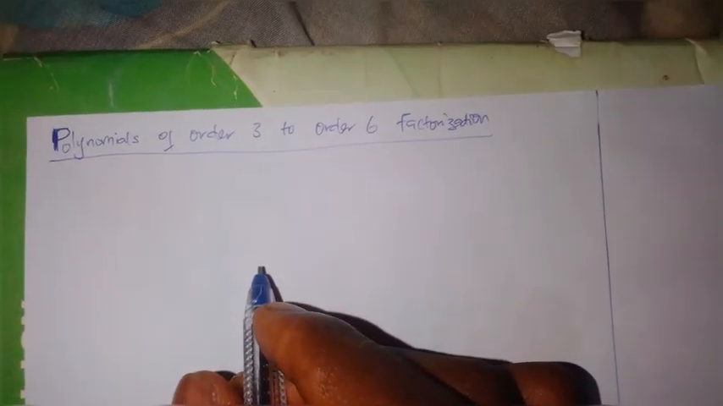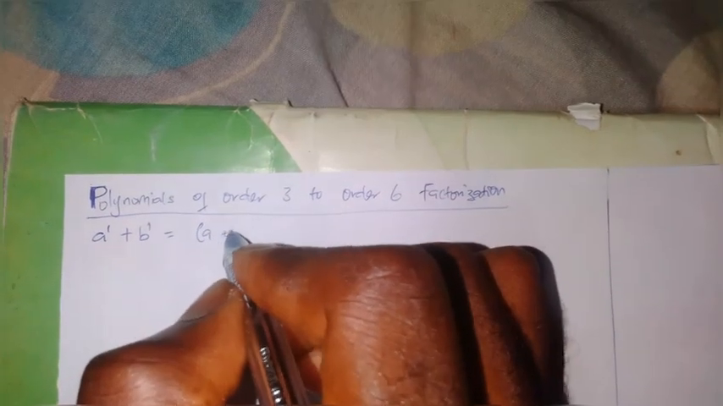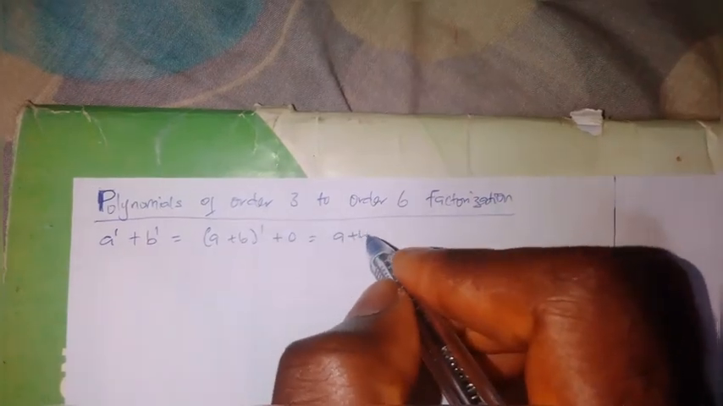How do I factorize polynomials of order 3 to order 6? We have to go back to the beginning, such as a raised power 1 plus b raised power 1 is the same thing as a plus b. And this is still a plus b.